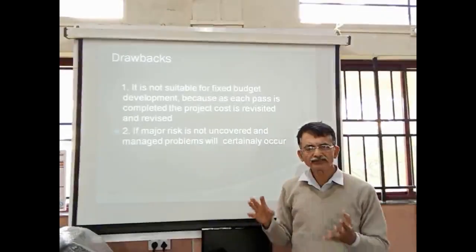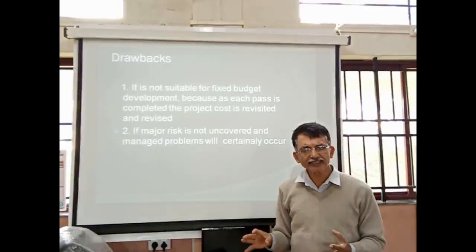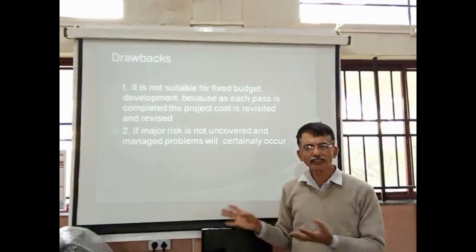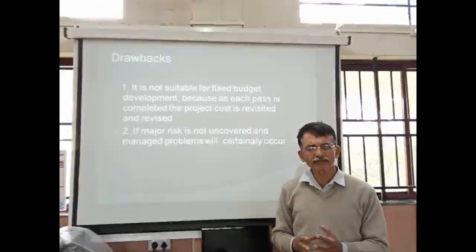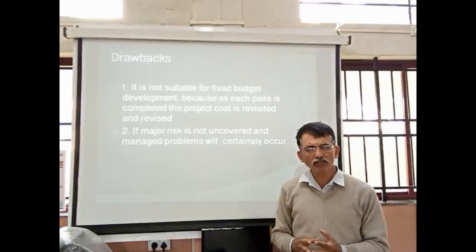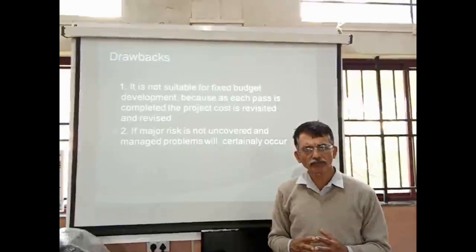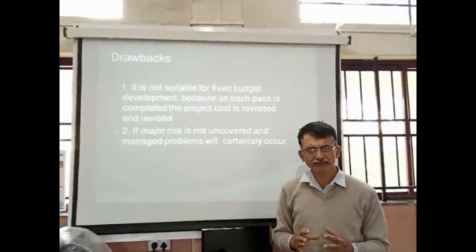Okay. So this is the second type of evolutionary model. Yesterday we have understood the prototyping model, and today we have considered the spiral model. Both these models are important as far as the concept of software engineering is concerned and also from an exam point of view. Okay. Please go through the notes. You will understand this. Thank you.